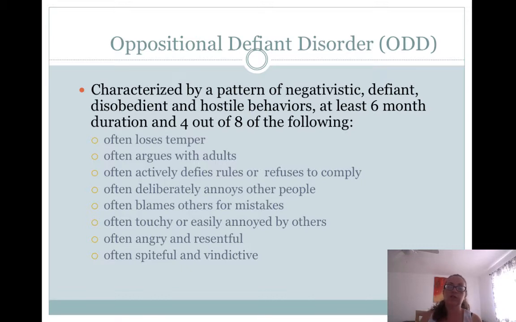And then 4 out of the 8: often loses temper, often argues with adults, often actively defies rules or refuses to comply, often deliberately annoys other people, often blames others for mistakes, touchy or easily annoyed by others, angry and resentful, spiteful and vindictive. Okay, so this is a child who is just misbehaving to an extreme. This is not just a misbehaving child. This is an extreme, like it's causing distress and dysfunction, and it is difficult for the parents, and it's difficult for the child, and it's pretty severe. Okay, and see, all of these start with often. It is happening often.